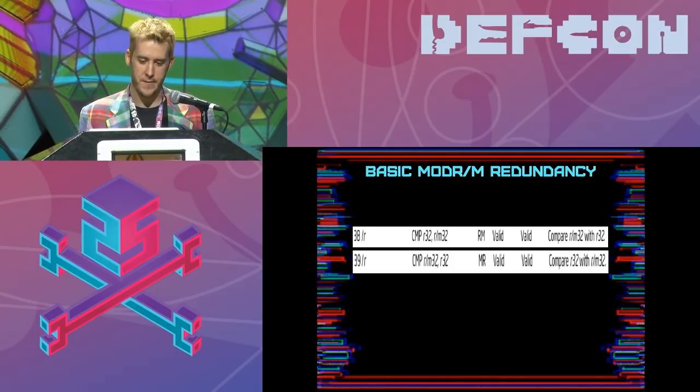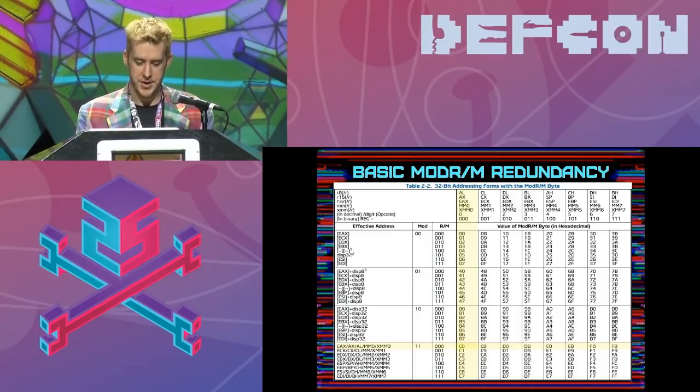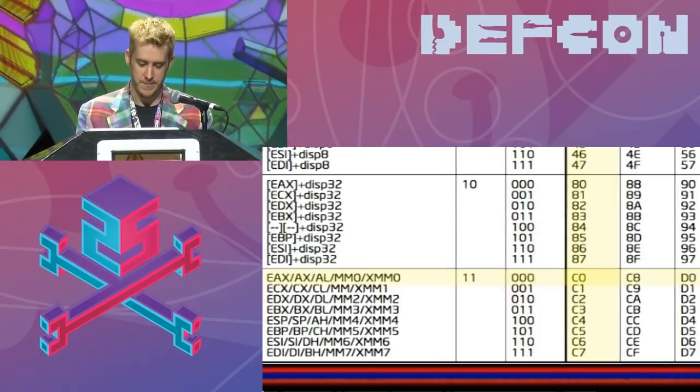In the case of this, like for compare, 3B is the encoding for moving a register or a pointer into a register. And then the second one, 39, is moving just a register into either a register or a pointer. Because a register can be encoded in both, you've got a redundancy. And this is actually the exact type of redundancy that I had in the screenshot before with that toy exploitable program. That's why that worked. And then this is just the mod RM table showing that C0 encoding for the EAX and EAX.